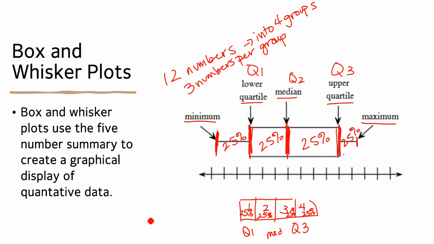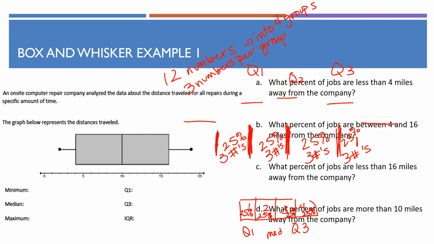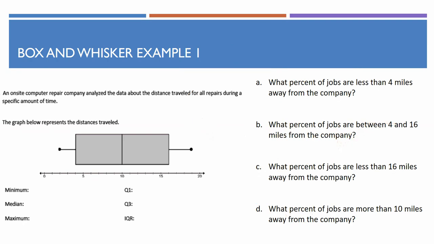So between this numerical value and this numerical value, we have 25% of my numbers, or in other words, 3 of my numbers. Between Q1 and Q2, we have 3 numbers. Sometimes our numbers are just bunched closer together, and that's okay. So what I just explained, knowing that there's 25%, 25%, 25%, 25% in each section, is the most important thing that you need to know about box and whisker plots on the Keystone exam. Let's look at a couple examples, okay?